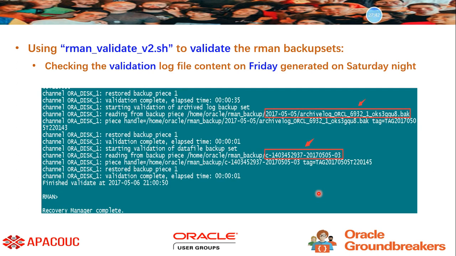This slide follows the previous one. Next, validating the RMAN backup sets of archive log and control file, as you can find from this picture.